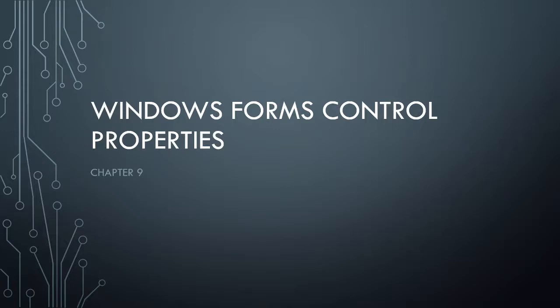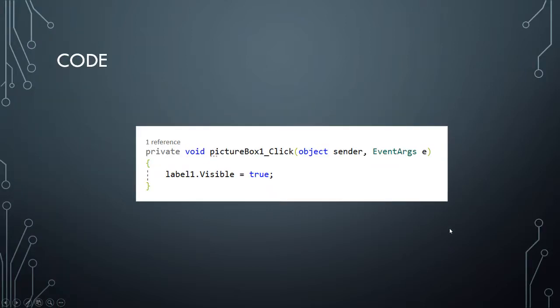Hi class, in this video we're going to look at Windows Forms controls and their properties a little bit more in depth. First of all, I have this piece of code that we looked at in our last video, where when our user clicks on the picture box control on our form, picture box 1, that click event will run this line of code.